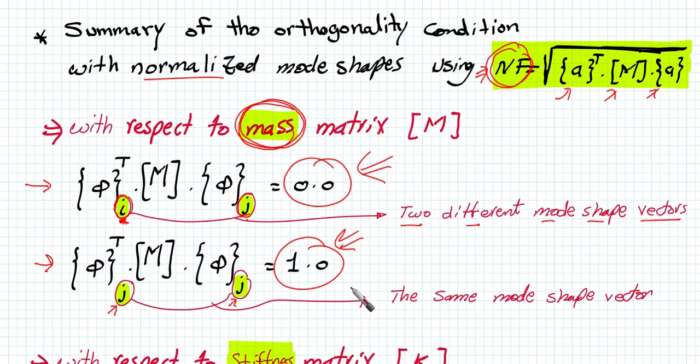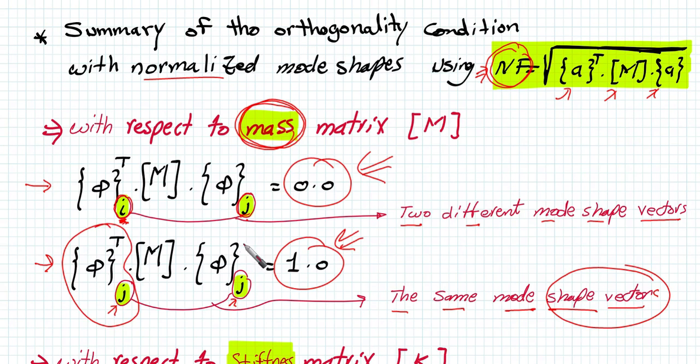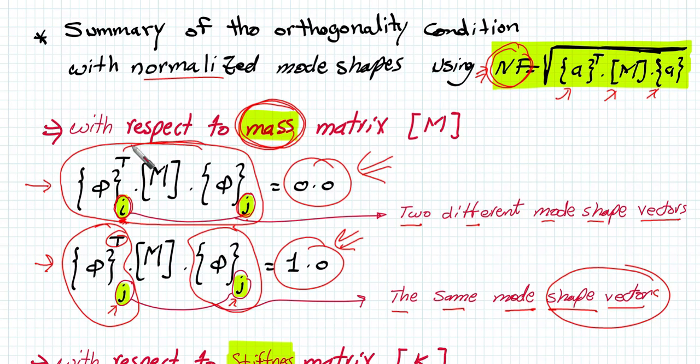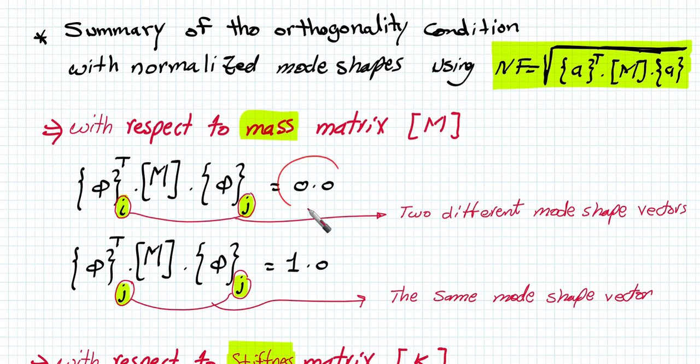This is for the same mode shape vector. This one is the same as this one, only this is transposed. But if they are two different mode shapes, I and J, the dot product, the scalar output here, is going to give us 0. As I said, this is very important and is going to simplify everything.